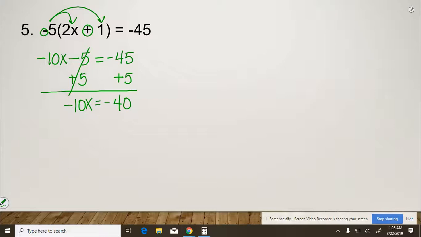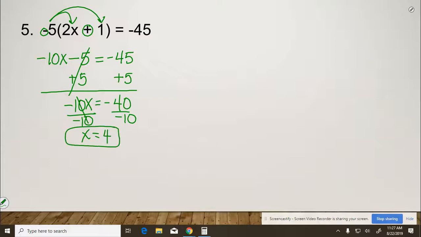You're going up in temperature, not down, not getting colder, we're getting warmer. All right, so now we're going to divide by the coefficient. So we divide by negative 10. A negative divided by a negative is a positive, resulting in positive 4.